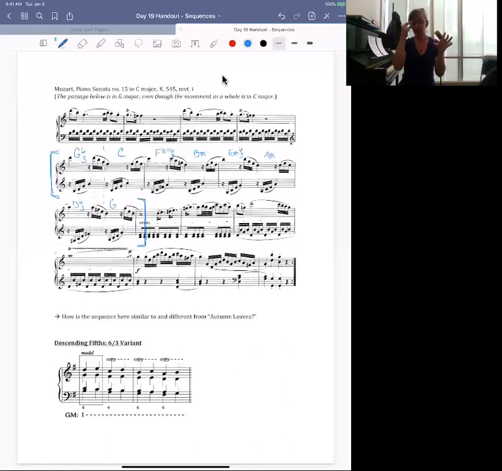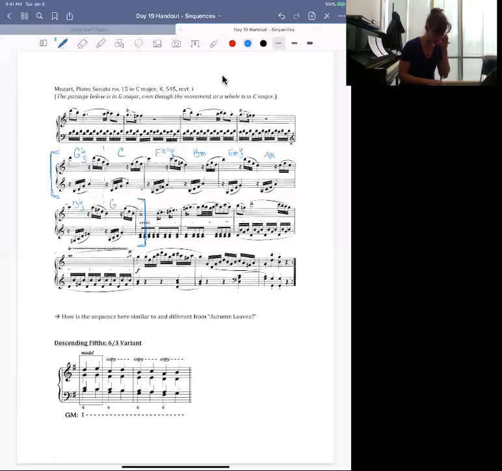Now let's take a look at the relationship between the roots. So not the bass, but the actual roots of the harmonies. Our first measure, we're going from G down to C. Then we're going F sharp to B, E to A. So this should start sounding very familiar. This is the same root movement that we saw and heard in Autumn Leaves. What is different now is that every other harmony is in first inversion.